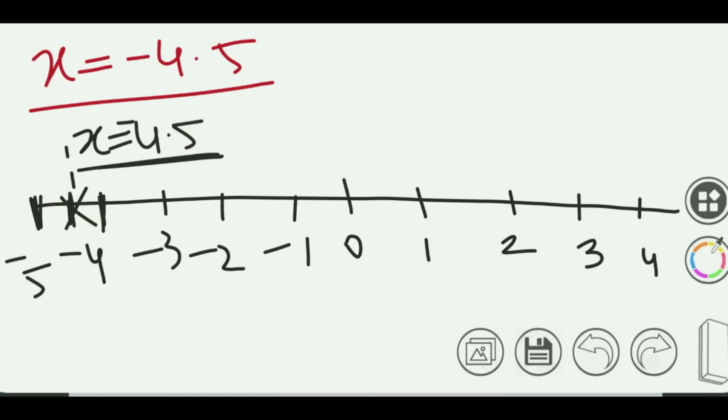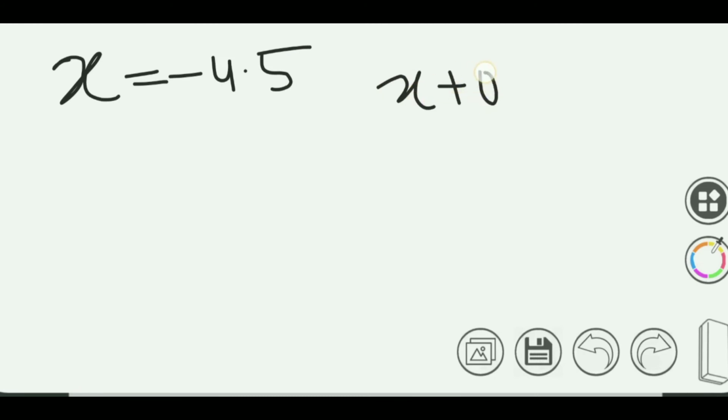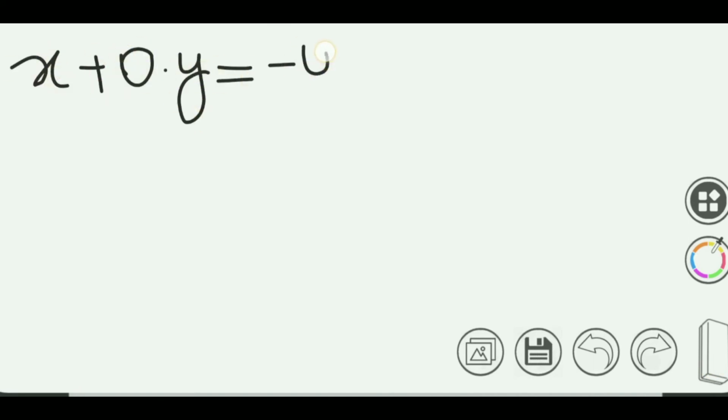This point. Now represent it on a Cartesian plane. So you need a y term in your equation. This is your equation, x is equal to minus 4.5. So you have added y term, that means x plus 0y equal to minus 4.5. This is your equation now. x plus 0y equal to minus 4.5.